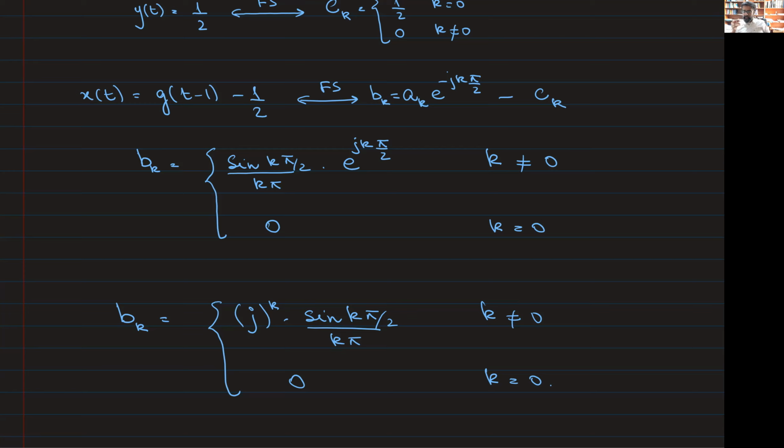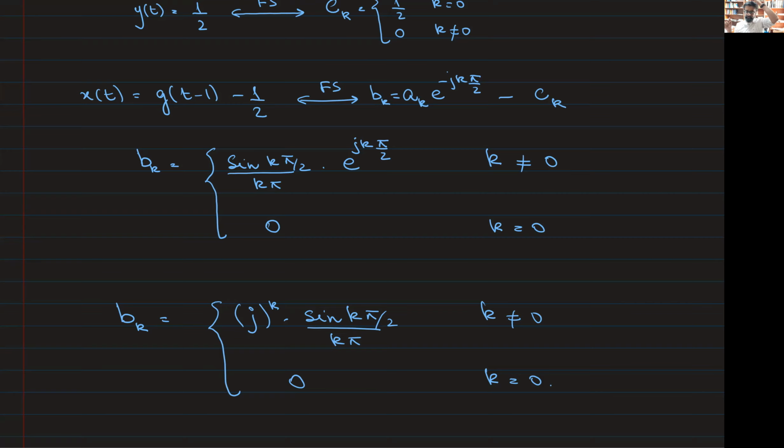The other thing we can verify once again is that B naught is 0. And that must be because the signal is odd. We've found out that if the signal is odd, the DC coefficient must be 0, which it is. So everything clicks together, everything makes sense.